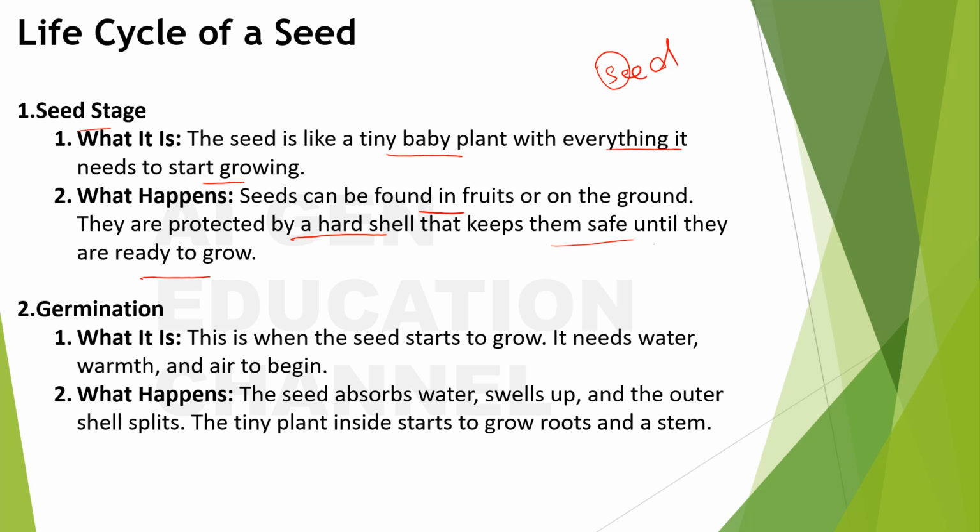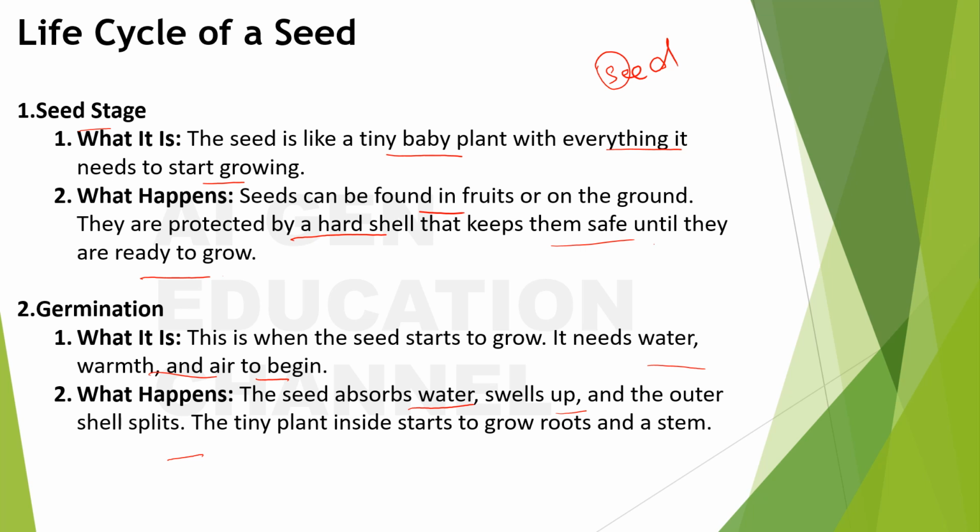Germination. This is when the seed starts to grow. It needs water, warmth and air to begin. The seed absorbs water, swells up and the outer shell splits. The tiny plant inside starts to grow roots and a stem.